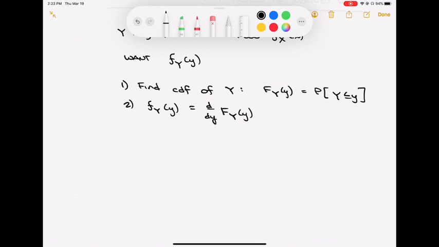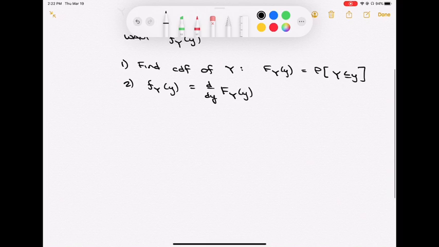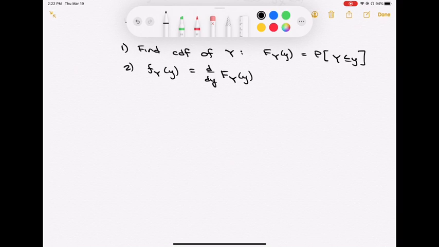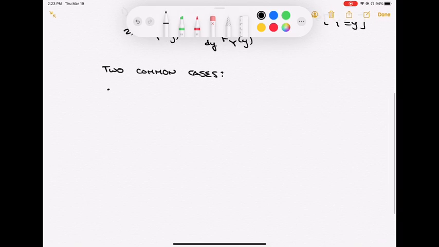This is a real simple technique to state, and by itself, just stating it doesn't really show us how to make it work. So it's definitely one where I think doing some examples is going to help us out, just like it was in the discrete time case. So let's take a look at two common cases in this particular setting of finding derived random variables. The first one that we're going to take a look at is if we have a random variable X.